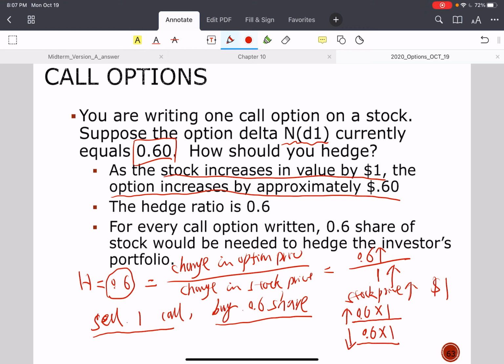This is actually what happens when people are selling calls, we generally will buy some shares as the hedge.